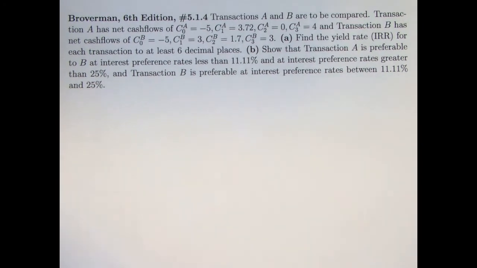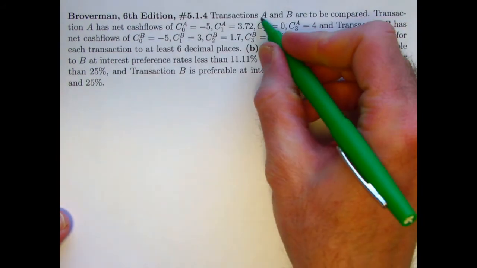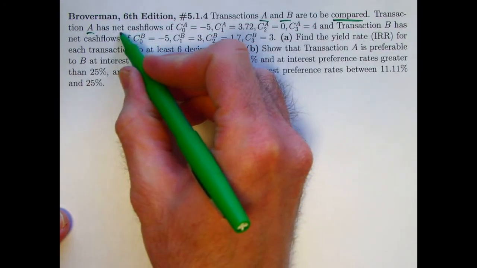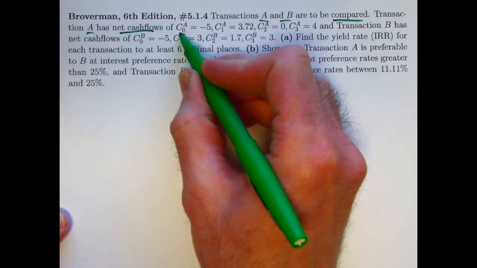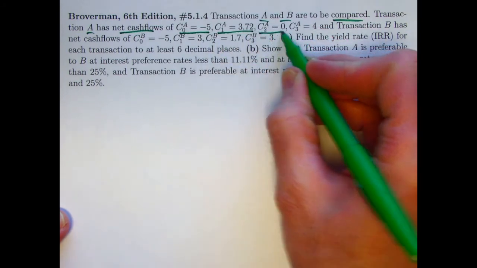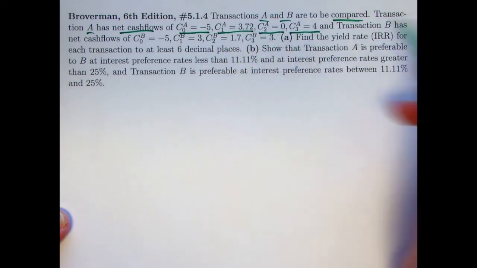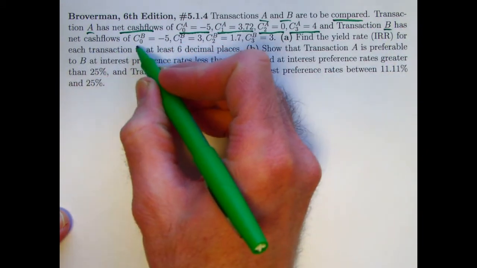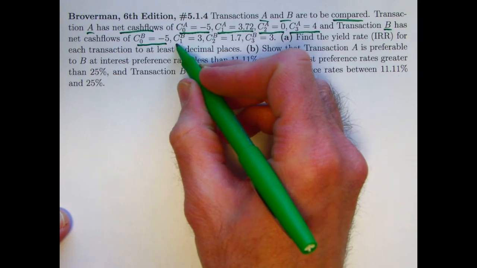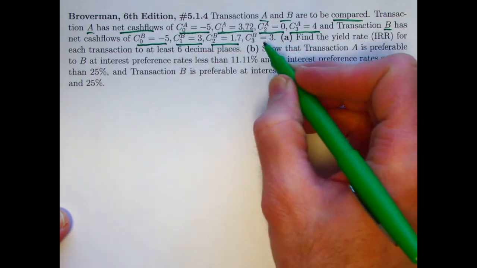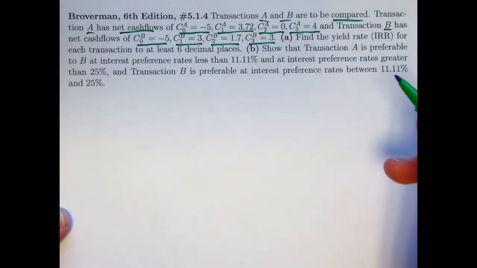So we're going to be comparing two transactions. Transactions A and B are to be compared. That's the overall goal. Transaction A has the following net cash flows. At time 0, it's -5. At time 1, it's 3.72. At time 2, it's 0. And at time 3, it's 4. Transaction B has net cash flows at time 0 of -5, time 1 of 3, time 2, it's 1.7, and at time 3, it's 3.